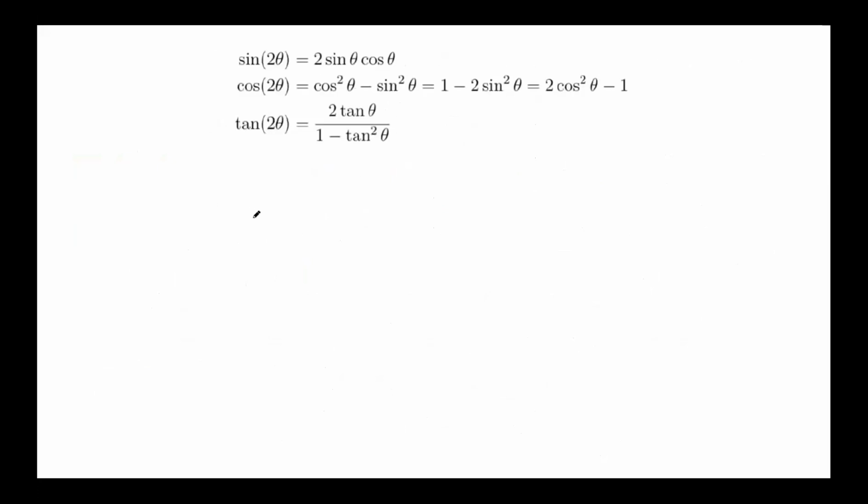Okay, and that brings us to the double angle identities. First, for sine of 2 theta, the way we can prove this is once again by using the addition formula. In that case, we would just do sine of theta plus theta. Once we do everything out, it turns out we end up with this. And that's the same thing for cosine.